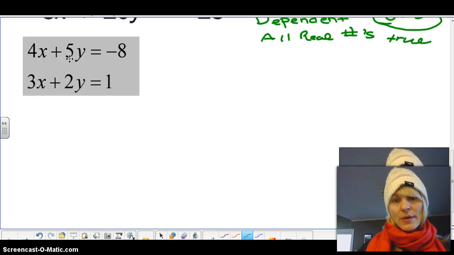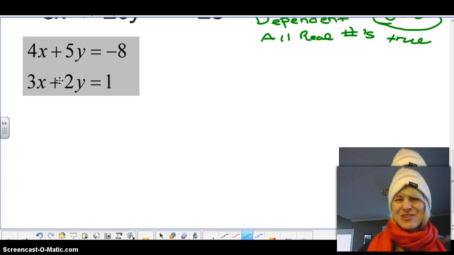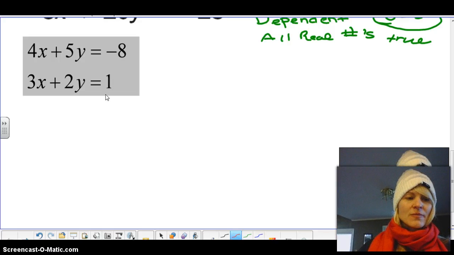Or I could look at my y. My y is easier. I can't multiply these to be 5 or 2. However, they both have 10 as a multiple. So I could multiply this by 2 and this by 5, and then they would both be 10. So this one's kind of a tricky one because there's no easy way to do it. You're going to have to multiply the top and bottom by some number. So it really doesn't matter. For some reason, I like to see these y's go away.